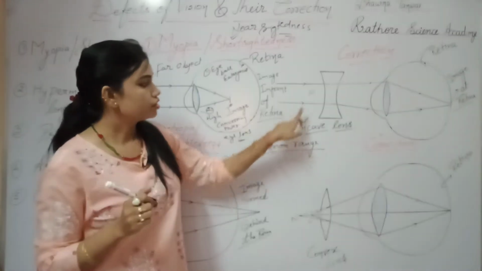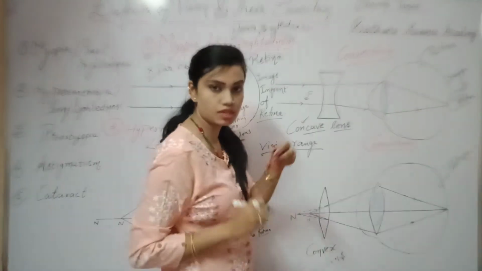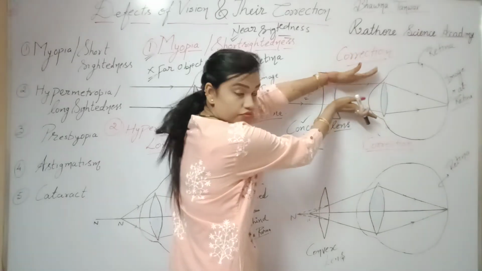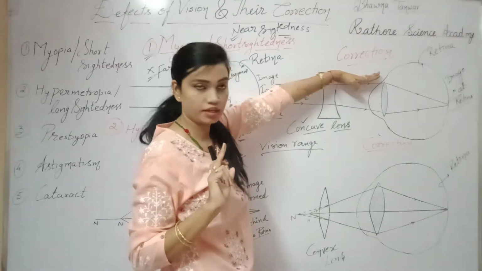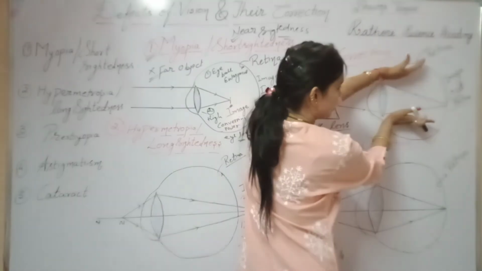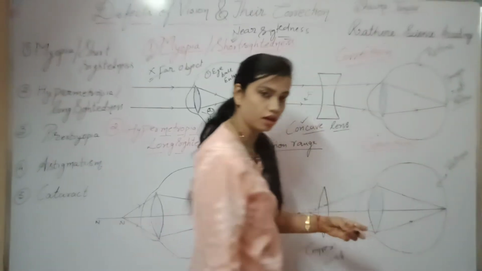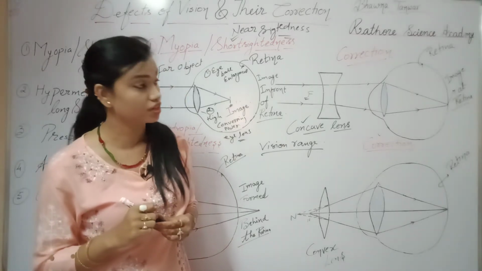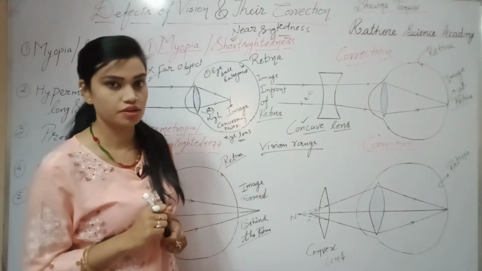So what does the concave lens do? The light ray comes from a far object. This light ray first diverges out, and here your eye lens is a convex lens, right? So the concave lens diverges the light ray, and again the light ray converges and meets on the retina. If the light ray meets on the retina, that means image formation occurs on the retina. That is the correction. Got it? Okay.